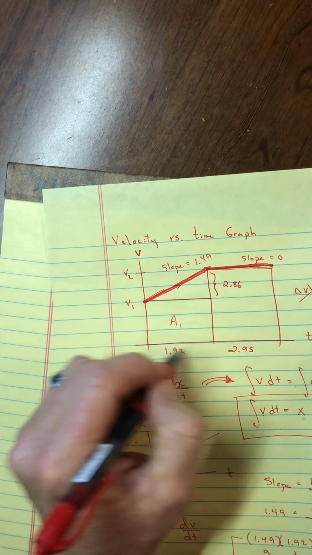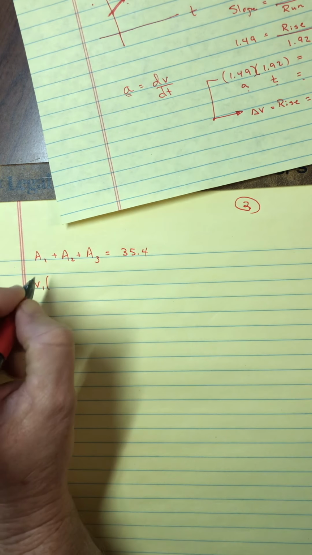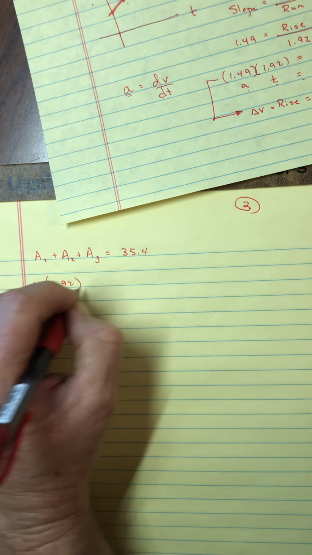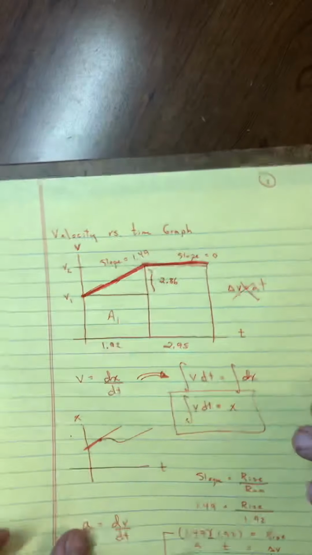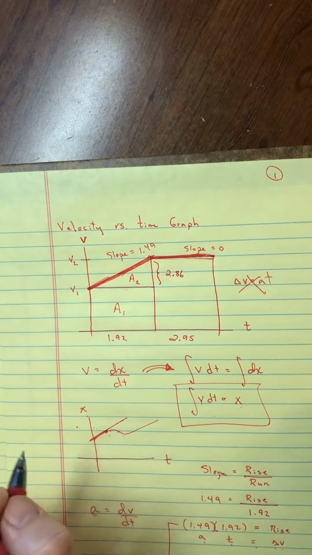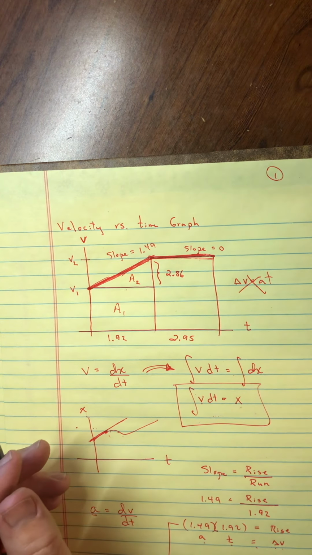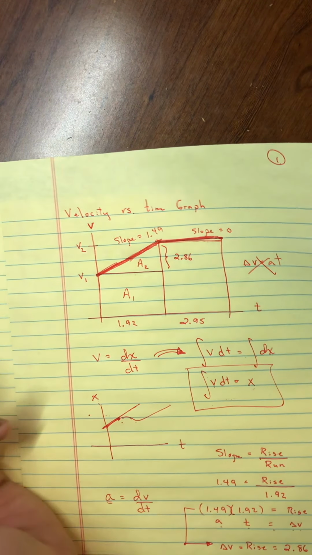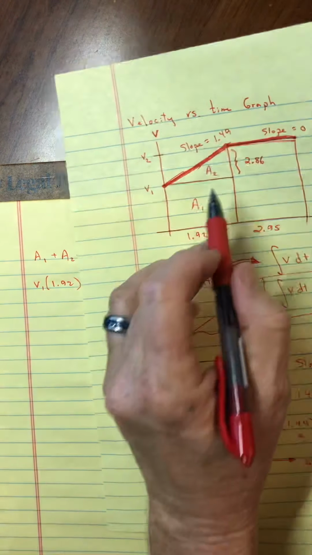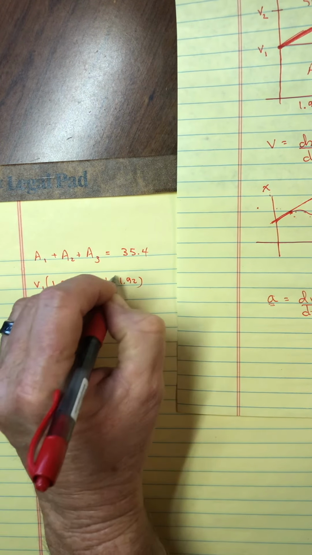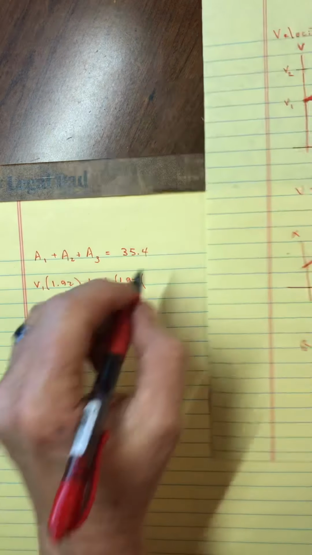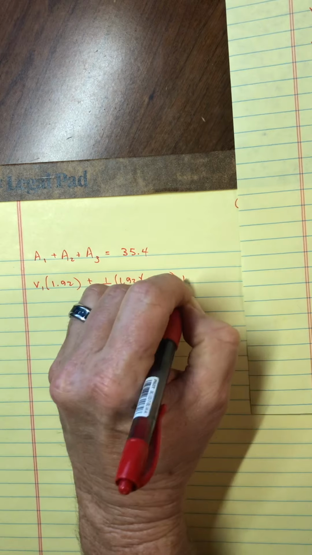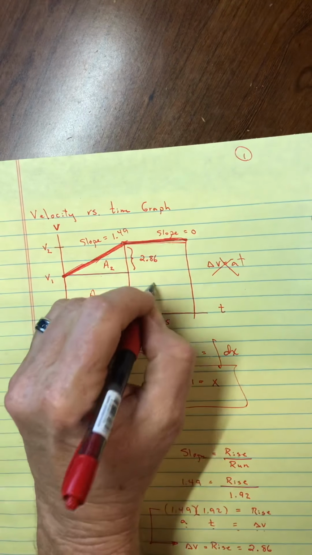Okay, so let me start with this rectangle right here. I'll call this area 1, and it would be this height times this width. And so this would be V1 times 1.92. Okay, now area 2, let me call area 2 this little triangle up here. The area of a triangle is 1/2 its base times its height. So 1/2, its base is the 1.92. Its height is what we worked out, the 2.86. Okay, so that's area 2.